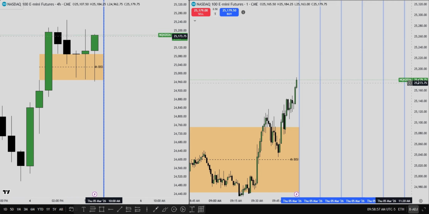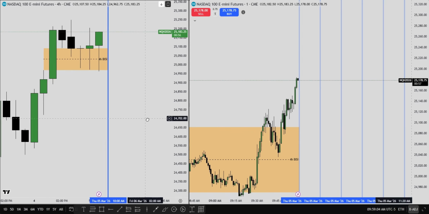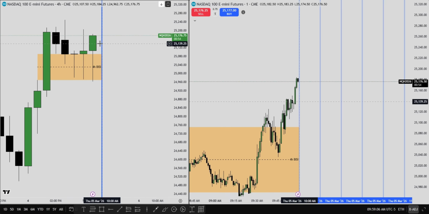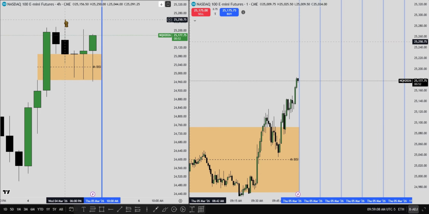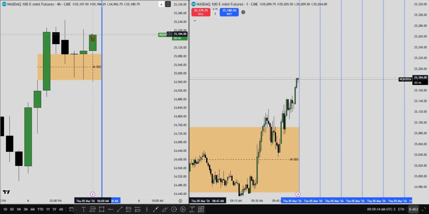Alright, so it is 1 minute until the new 10 o'clock candle here. The 4 hours looking like it's going to be bullish for the next candle. I'm expecting to see this high taken out and this high here, which is not a whole lot of room based off where we're at right now.